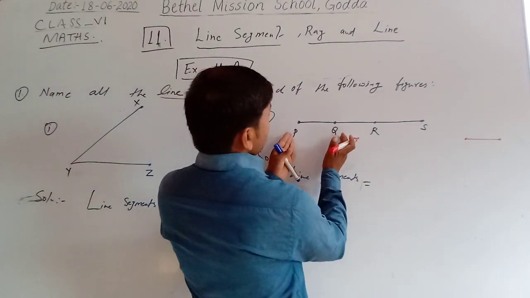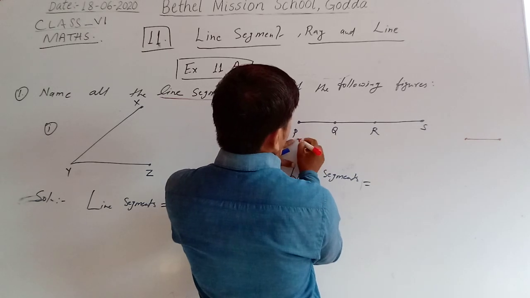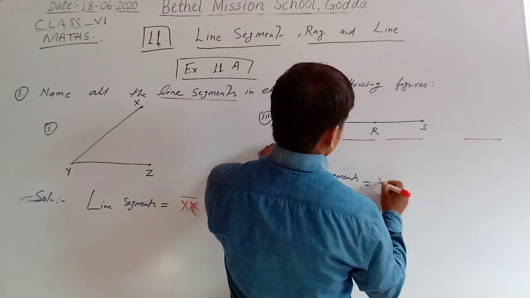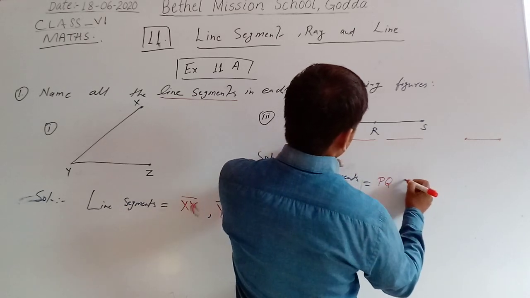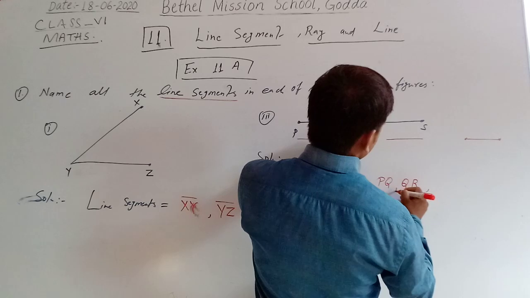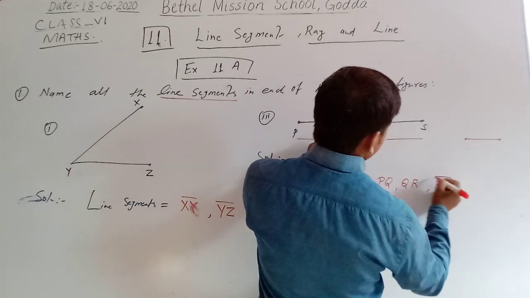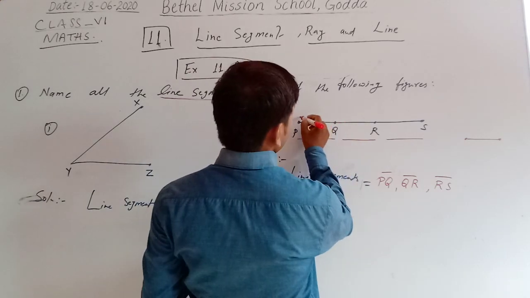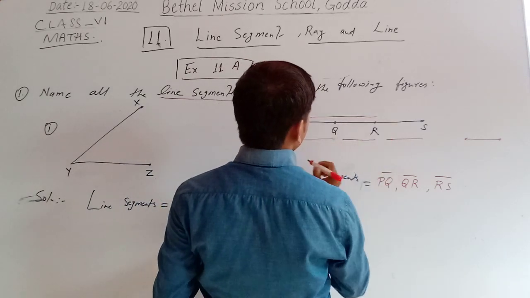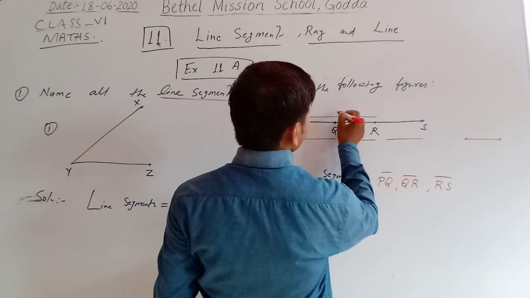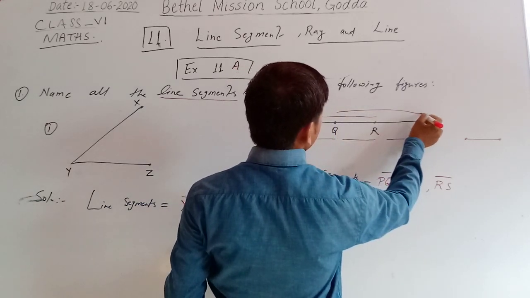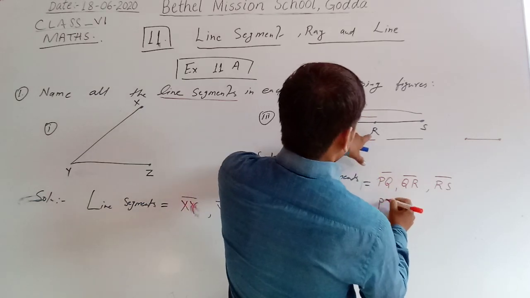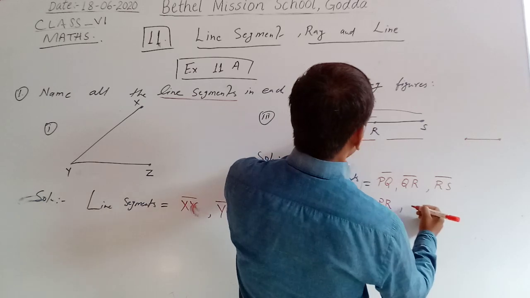And here, third number, how many line segments? First, the small ones we take: PQ, QR and RS. Okay. Now I take two from PR and also QS, PR and QS.